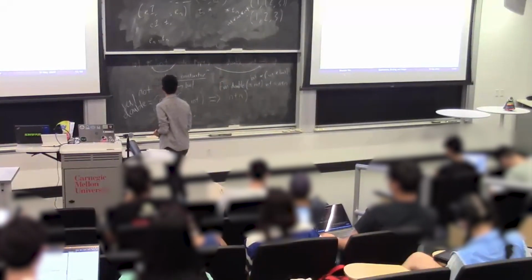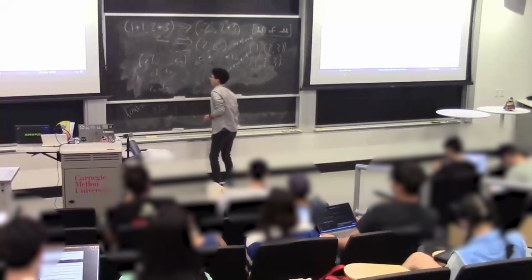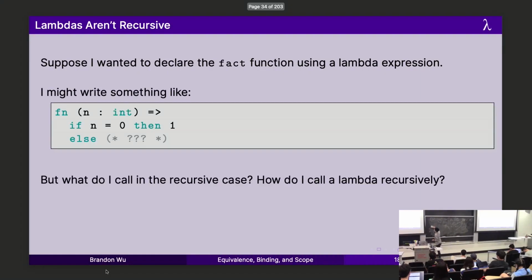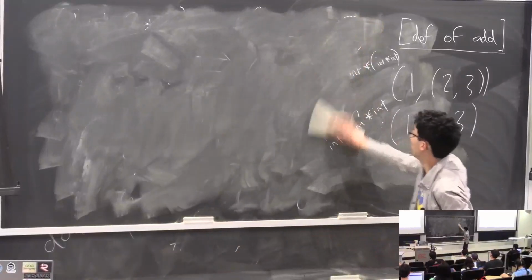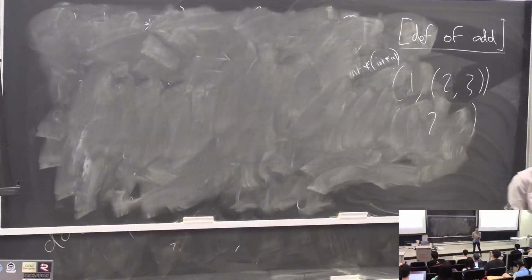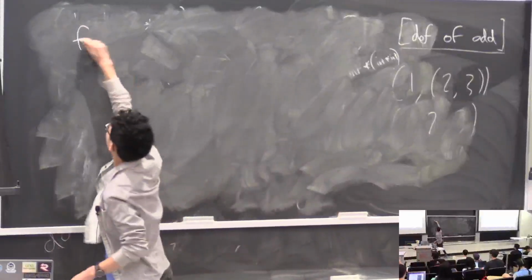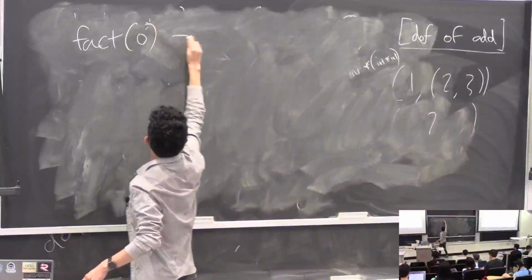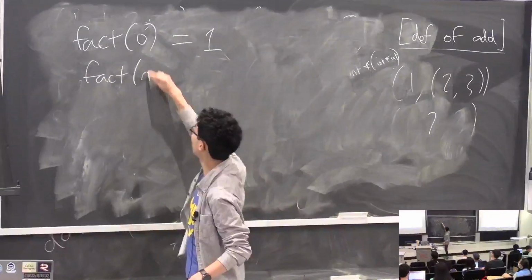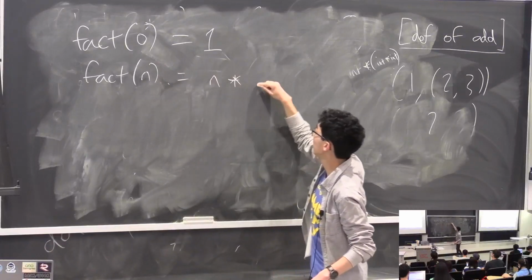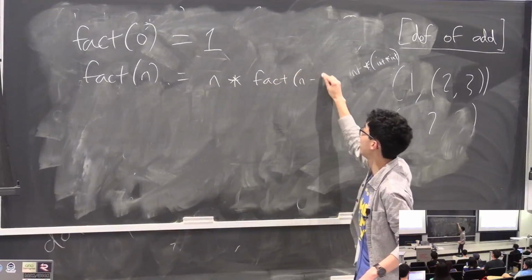Cool. So suppose I wanted to declare this fact function, the factorial function, via a lambda expression. How would I do that? The factorial function is defined such that fact of 0 equals 1, and it's a piecewise function: fact of n is equal to n times fact of n minus 1. This is how in math I would specify it to you.